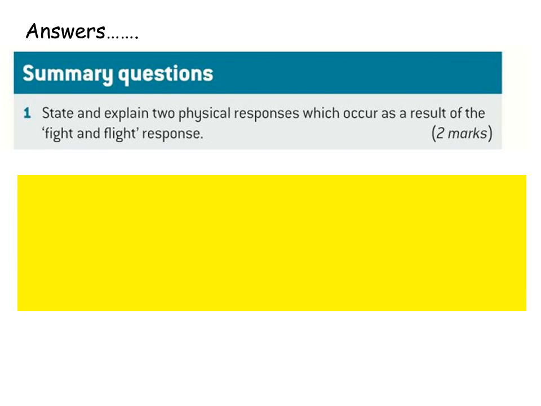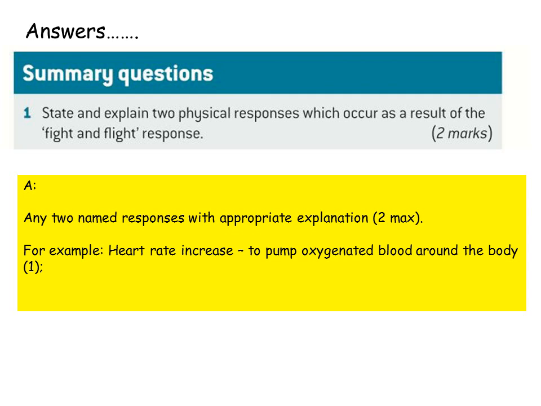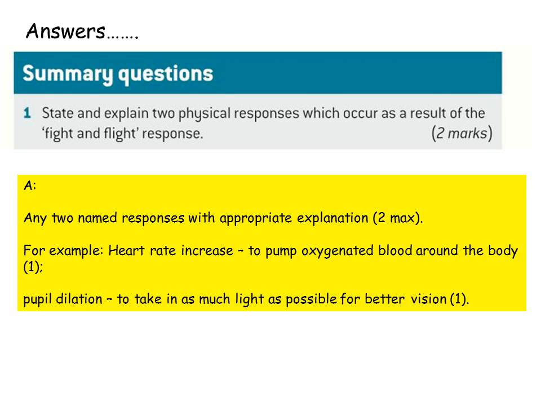So the first question, state and explain 2 physical responses which occur as a result of the fight and flight response. So we've got any 2 named responses with an appropriate explanation. So examples would be increased heart rate, pumping blood around the body, pupil dilation to take in as much light as possible for better vision, and so on. So the ones that really belong to that table.